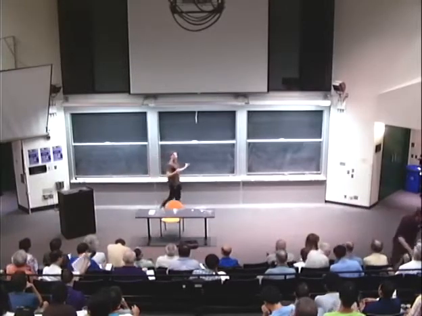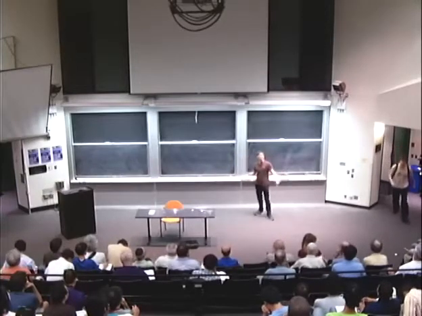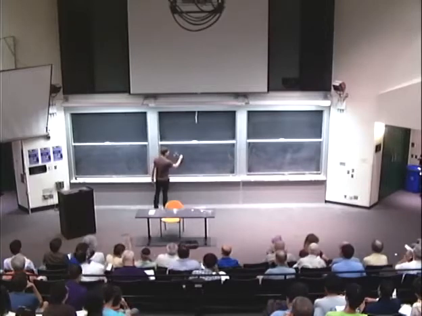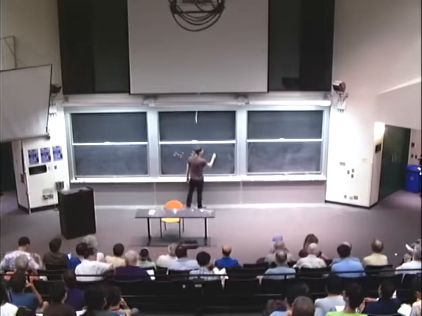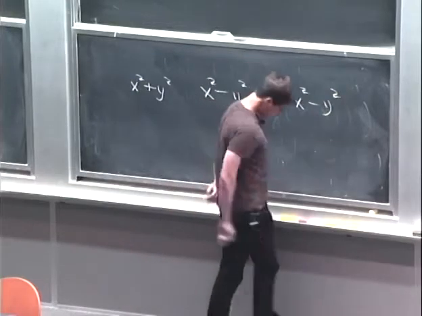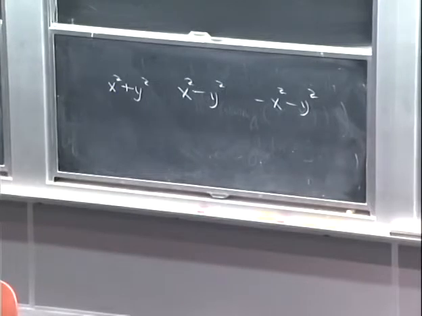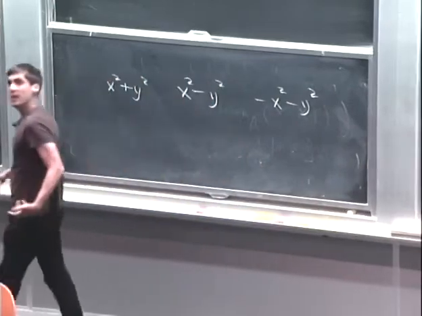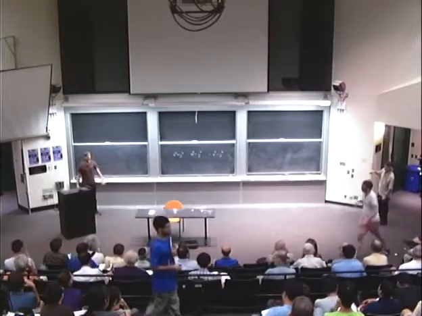By a quadratic form, I'm just going to mean a homogeneous quadratic polynomial in some number of variables. So here are some examples of quadratic forms in two variables. X squared plus y squared, x squared minus y squared, minus x squared minus y squared, and so forth. One of the basic questions you can ask about quadratic forms is whether or not they're equivalent. Meaning, is there a linear change of coordinates that can convert one into another?